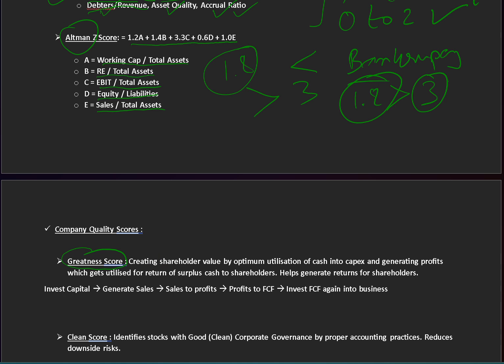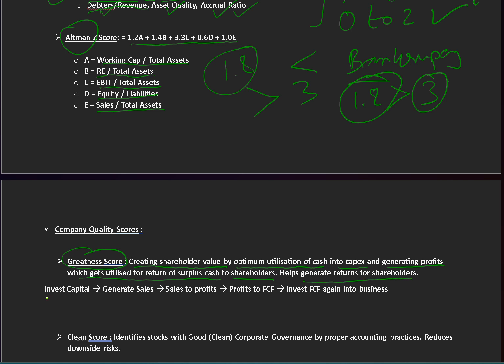So basically it is creating shareholder value by optimum utilization of cash which is used into capex, and this capex in turn generates the profit which gets again utilized for return of surplus cash to shareholders. So this greatness score, or good company score, tells us how effectively the company is using the shareholders' equity and, with optimum utilization of its assets, generating profits, which again come back to the shareholders. So basically it helps generate returns for the shareholders.